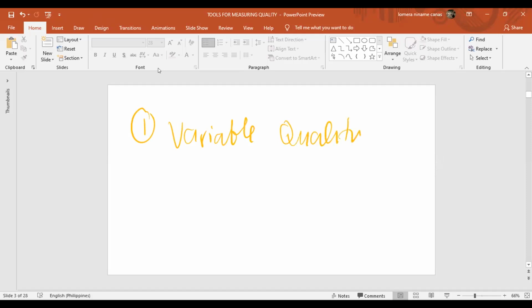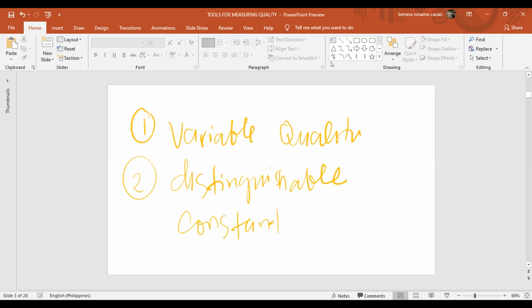And the second characteristic of a controlled quality is that it should be distinguishable, a constant variability within limits. So all the points, the variation, should be within the limits that we will set. And for this, we will have to come up with the upper control limit and the lower control limit.